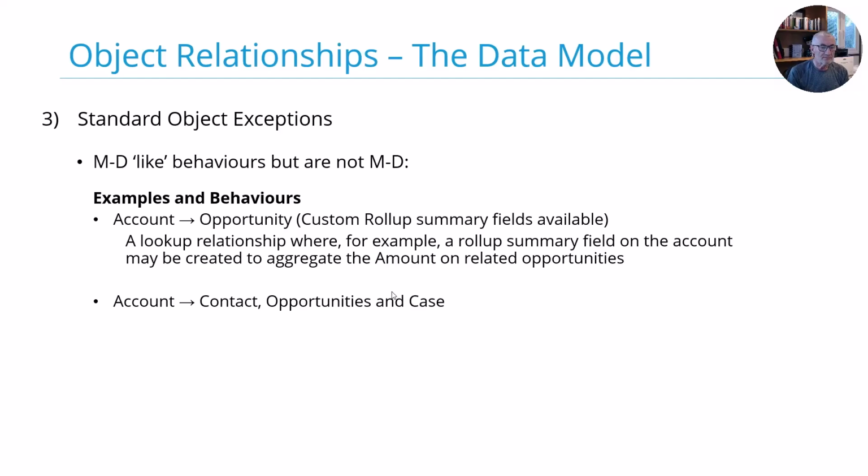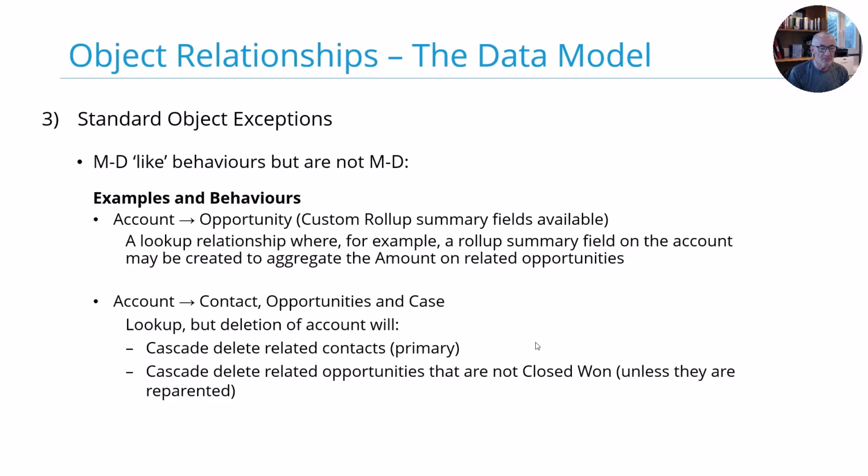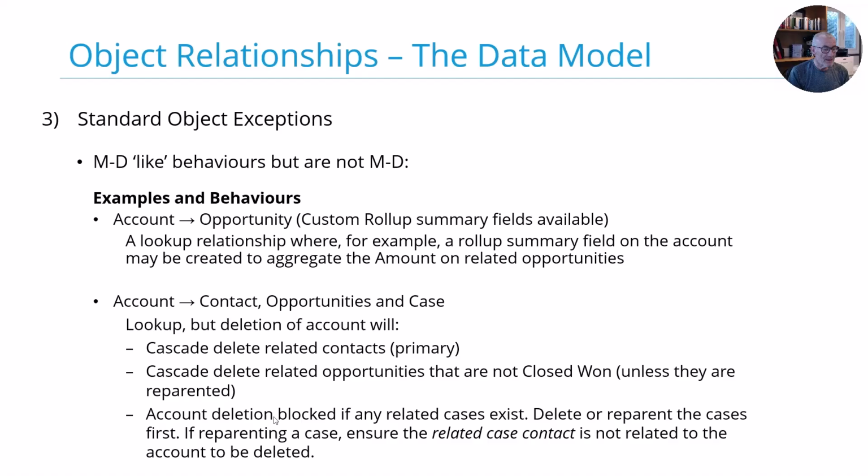So some other, shall we say, specialities are with the account's relationship to the contact, opportunities, and the case. They're lookup, but deletion of an account will cascade delete all related contacts, or primary contacts. They will cascade delete related opportunities that are not closed won, unless you reparent them. And account deletion is blocked if any related cases exist. So if you do want to get that account deleted, you need to either delete the cases or reparent the cases first. Let's have a look at how the roll-up on the account object down to the opportunity object works.